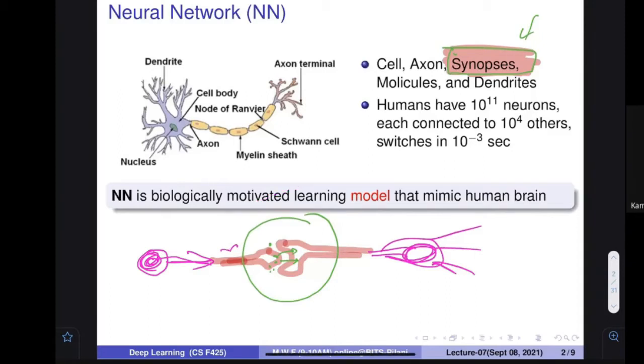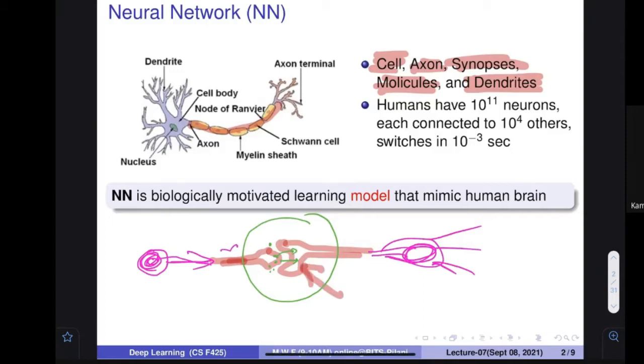This is a broad and brief introduction of this thing. We have understood that there are some cells, there is the axon, which is the wire, the route that actually connects. Then there are synapse connections. Then there are molecules, and these molecules are transferred from one connection to another to take the signal forward. Then there are dendrites, which are actually connectors, and these are input connectors. This is the dendrites. This is the axon.